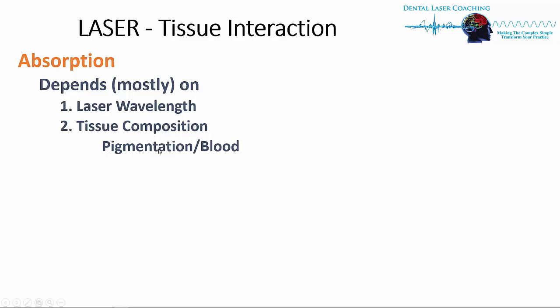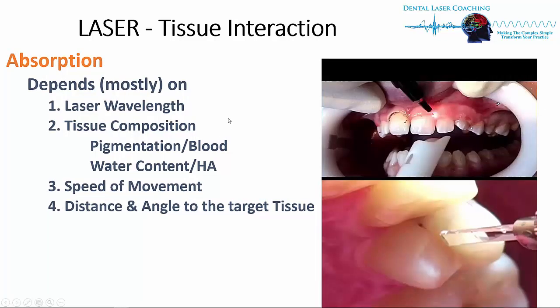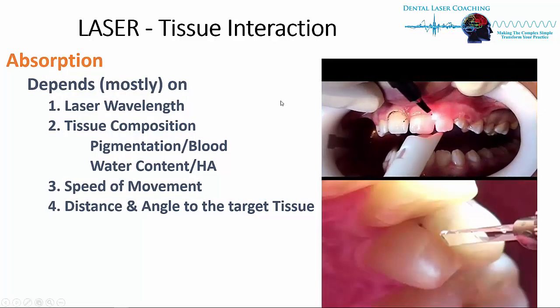Most of the time, it's color or pigmentation in blood and water content and hydroxyapatite. The other key that we have is the speed of movement and the distance and angle to the target tissue. So if we take a look at that, and this is just one example here.